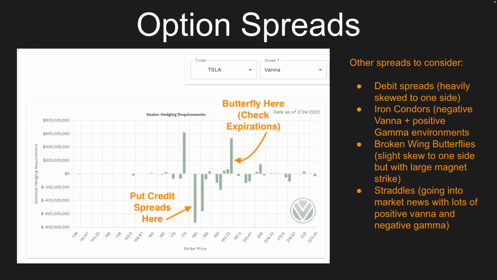out of that range. Now, if you do have a slight skew to one side, but you still have a big positive Vanna strike, so let's say that we still felt like, okay, there's a chance that we could drop a little below, but we still have a large positive Vanna strike that's standing out as a magnet. That would be a good use case for a broken wing butterfly, so you could still profit if it doesn't quite land on the strike.